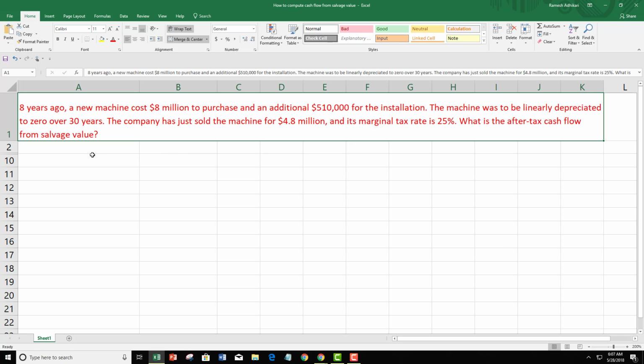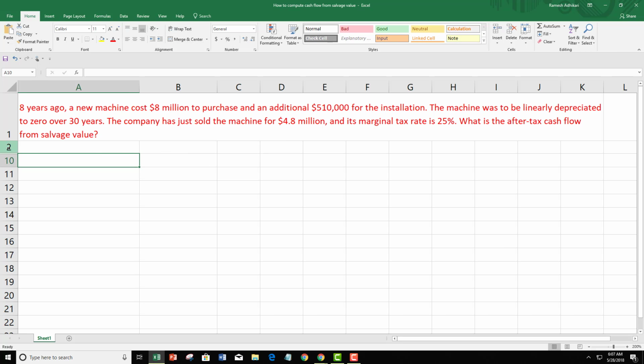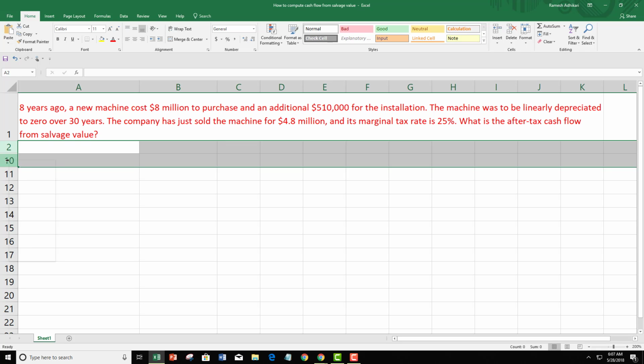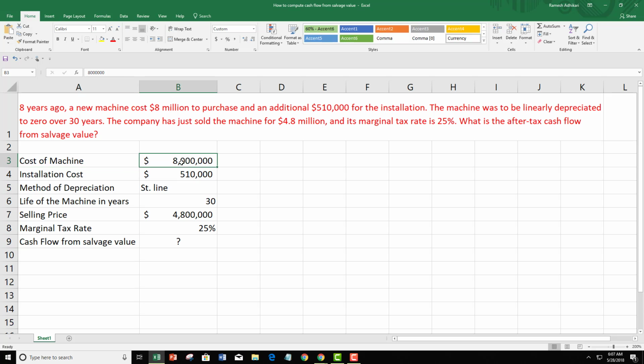So in order to help you with this problem, I have already listed the information from this problem. So here the machine cost is 8 million, right? And the installation cost is 510,000, and method of depreciation is straight line, and life of the machine in years is 30 years, and selling price is 4.8 million, marginal tax rate is 25%, and the question is asking what is the cash flow from salvage value.